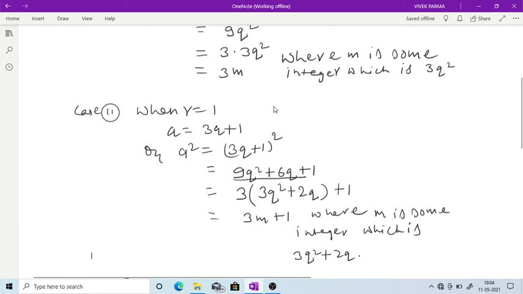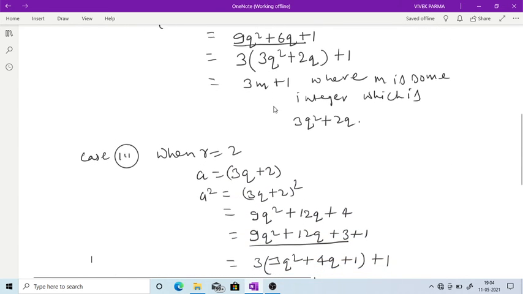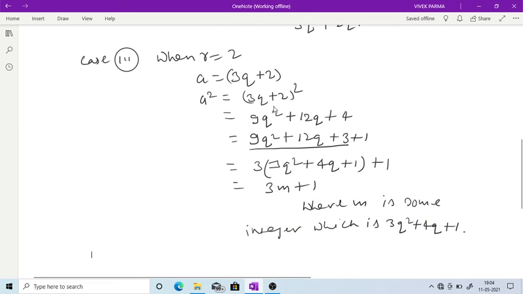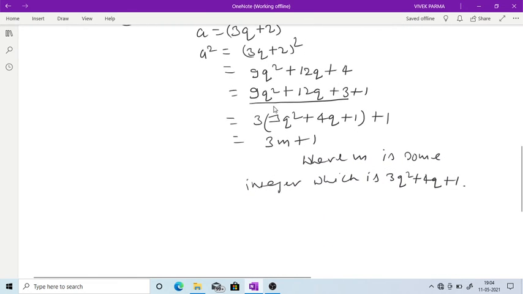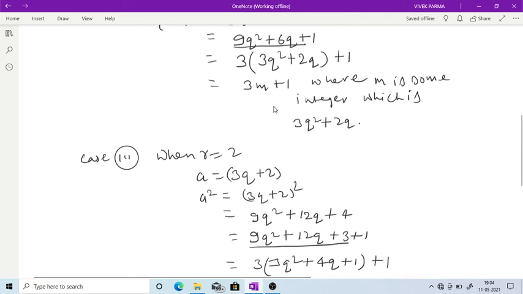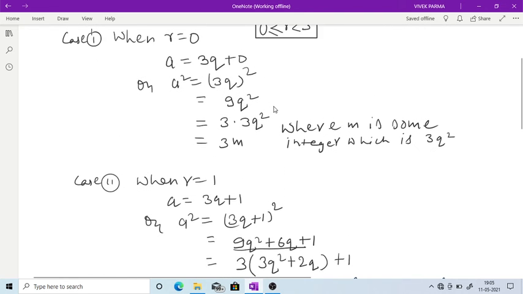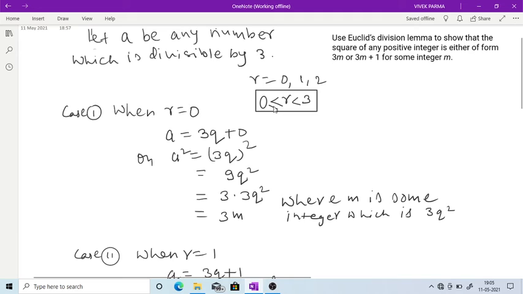For case 2, when we have a remainder as 1, we have 3m plus 1. For case 3, when remainder equals 2, we have 3m plus 2, right? So we can say over here, a square of any positive integer is of the form 3m or 3m plus 1, right? And hence it is proved. Now moving to the next question.